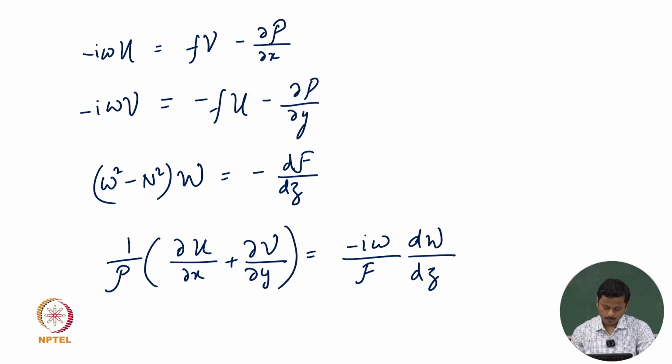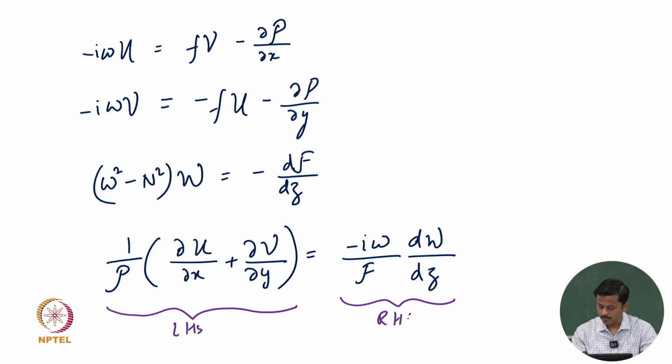So the left hand side of the last of these equations does not depend on z, while the right hand side does not depend on x and y. So the only way this is satisfied is if both the terms are constant. Again repeating, the left hand side does not depend on z, the right hand side does not depend on x and y, and the only way this is satisfied is if both the terms are constant.